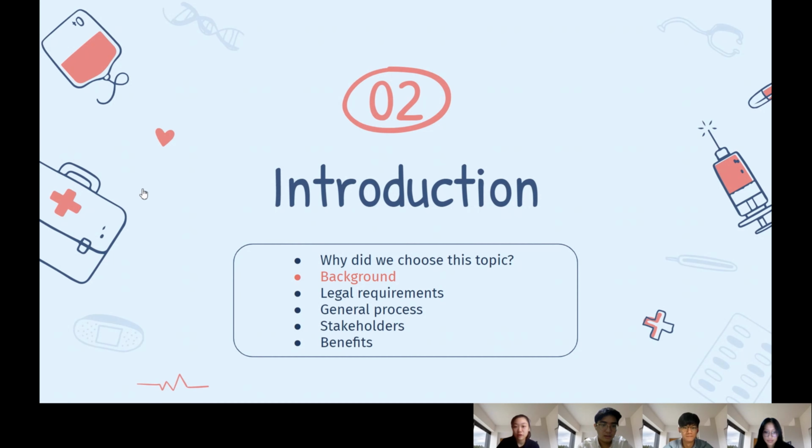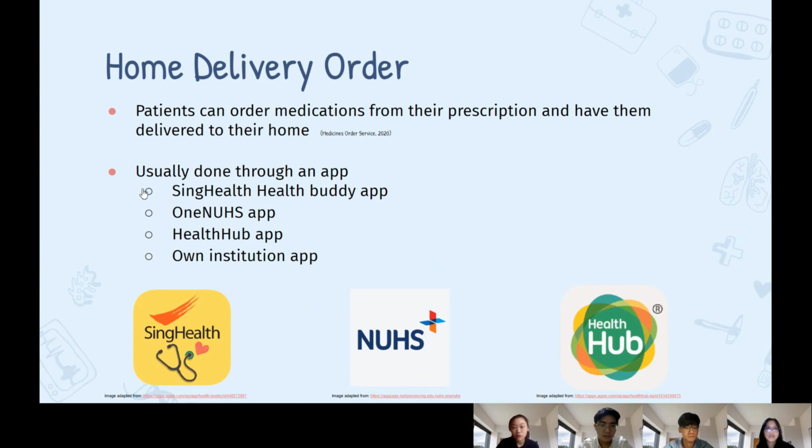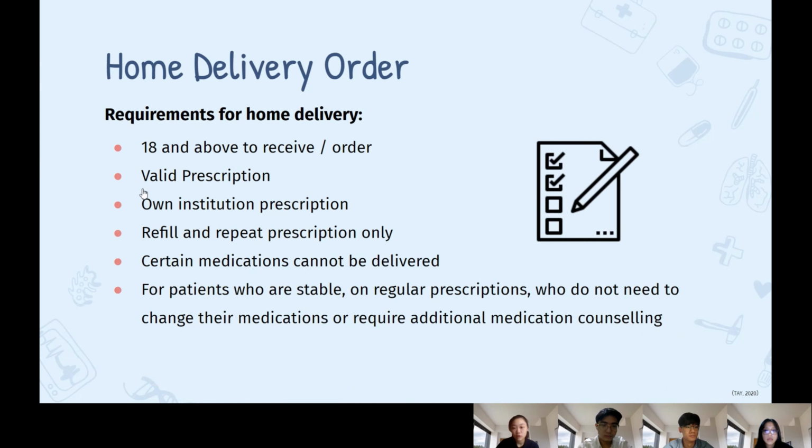Okay, so now we'll be covering the background. Home delivery order enables patients to order medications with their prescription and have it delivered to their doorstep. It is done through an app: the Health Buddy app for SingHealth patients, One NUHS for NUHS patients, Health Hub, and various institutions have their own apps as well. The requirements for home delivery include being 18 and above to receive or order, a valid prescription with the institution, refill and repeated prescriptions, and patients on regular medications that do not require adjustments or medication counseling.